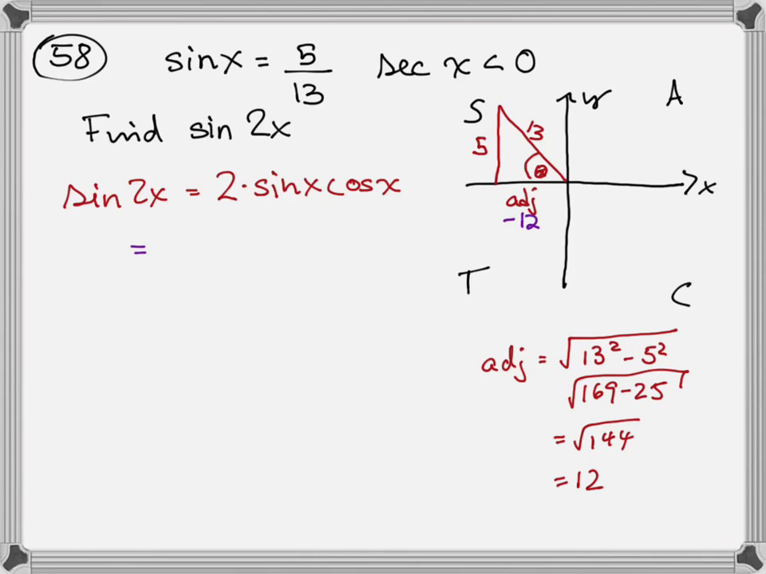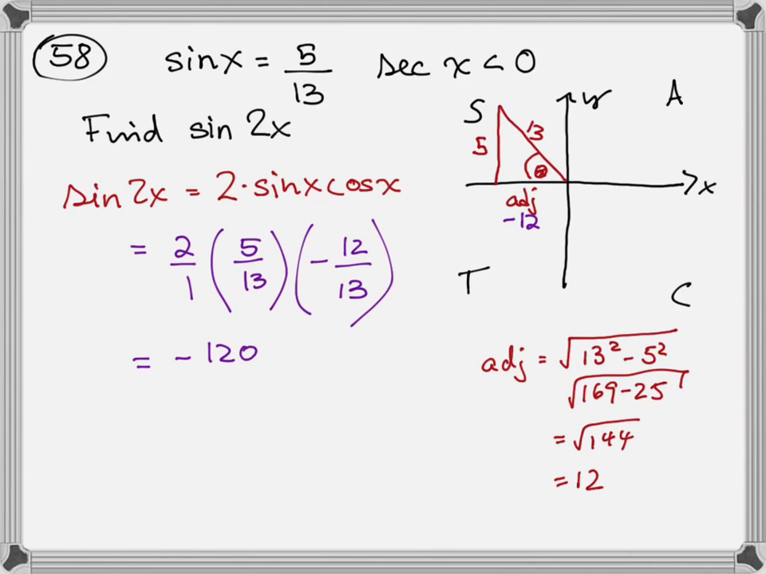Okay, so let's plug it all in. 2 times sine, which was 5 over 13, times cosine, which is adjacent, negative 12 over hypotenuse 13. Don't forget that 2 is over 1. So you just multiply your numerators. 2 times 5 is 10, times negative 12 is negative 120 over 169. There you go. That's it.